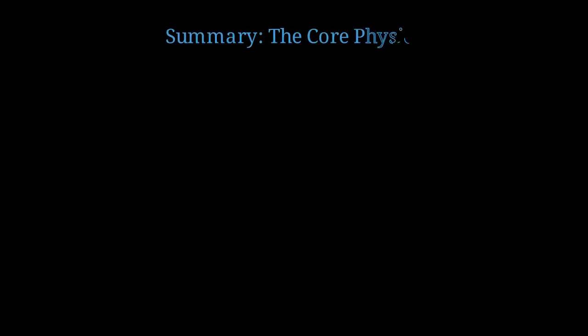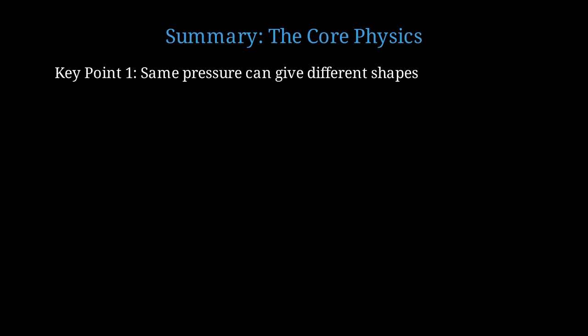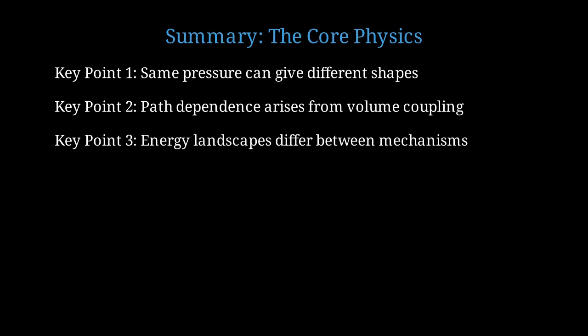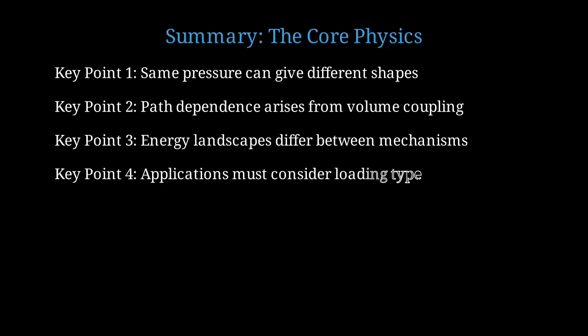Let me summarize the core physics of this fascinating paradox. Key point 1. The same final pressure can produce completely different buckling shapes, depending on how that pressure is applied. Key point 2. This path dependence arises because osmotic loading couples shell elasticity to volume change in a fundamental way. Key point 3. The energy landscapes explored during buckling differ between mechanical and osmotic mechanisms. Key point 4. Practical applications must carefully consider the type of loading their capsules will experience.